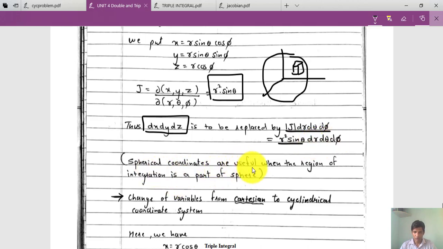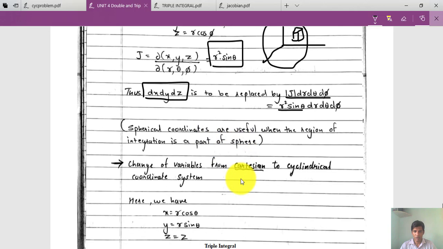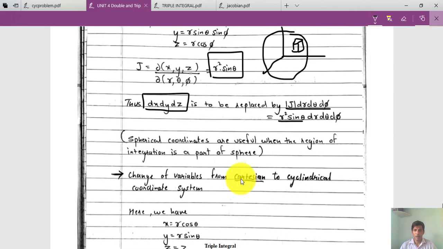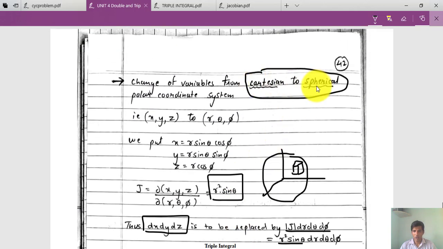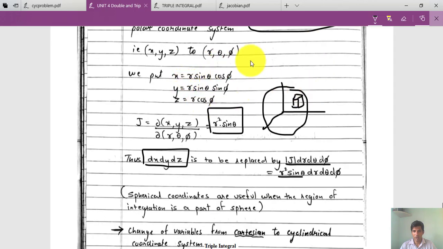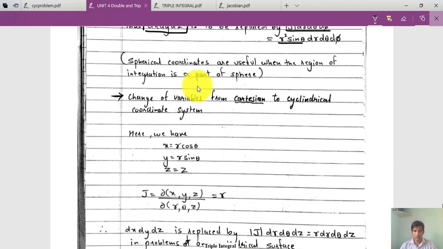Spherical coordinates are useful when the region of integration is a part of a sphere. Now this is all about Cartesian to spherical coordinates, so you just remember this. Fine. Now, change of variables from Cartesian to cylindrical coordinate system. Now we have x equal to r cos theta, and y is equal to r sin theta, and z is equal to z.